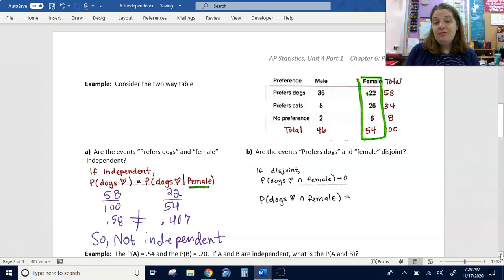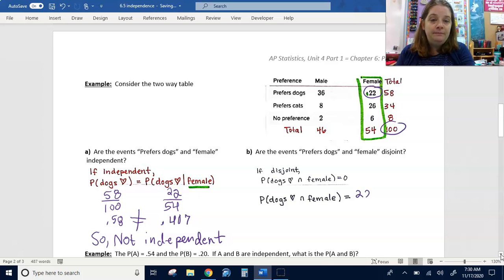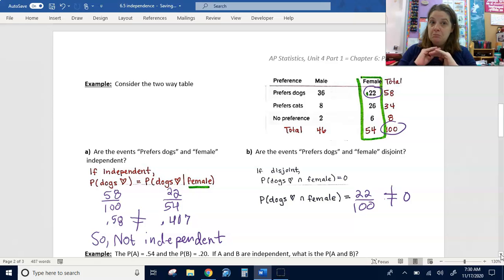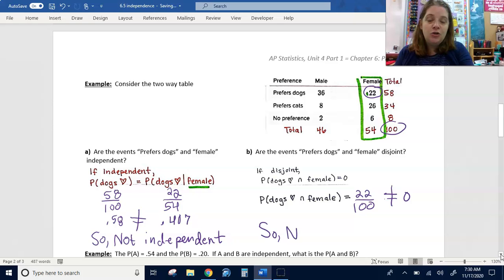Now, if I said, are the events prefers dogs and female disjoint? That argument would look like, well, if they're disjoint, then the probability that someone loves dogs and that they're female should equal 0. That's the definition of disjoint. So what do I actually see? The probability of dogs and someone being female is 22. Remember, this is just an intersection, so it's not conditional. 22 out of the 100, and I would very specifically say that that is not equal to 0. So also these two events are not disjoint.